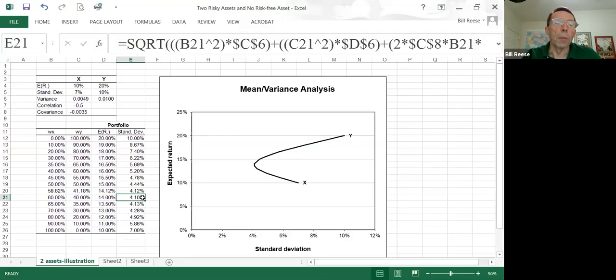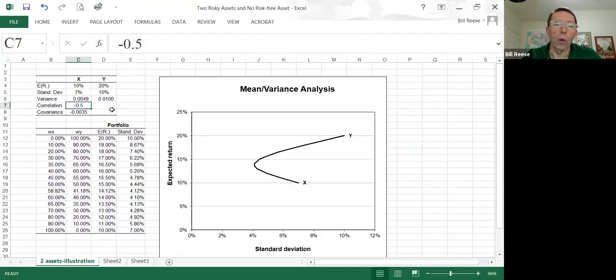Okay, so we're going to bring down the correlation as far as it'll go. How far will it go? It'll go down to -1. At a correlation of -1, X and Y are moving exactly, perfectly opposite each other all the time. You'll never find that with two naturally occurring assets, but again, you can create derivative assets that do have correlations of -1.